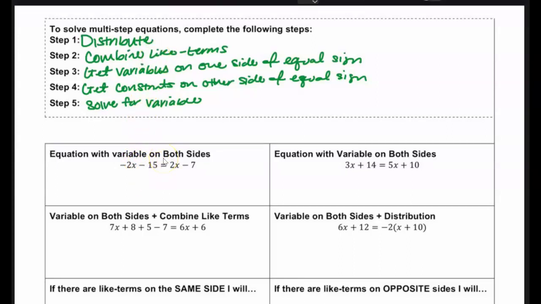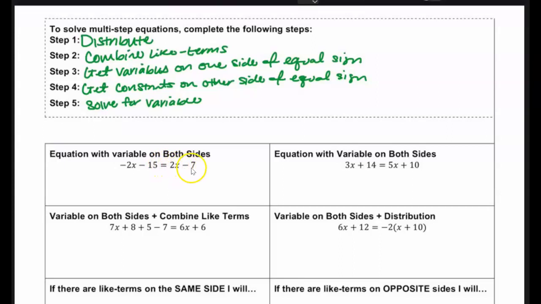Remember, we combine like terms on the same side. So I look on the left side of the equal sign, negative 2x minus 15. Now you might say, oh, I can combine negative 2 and negative 15. Wrong. Remember that negative 2 is touching a variable, which makes this negative 2 a coefficient. Conversely, that negative 15 does not have a variable, so it is a constant. They are not considered like terms, they cannot combine.